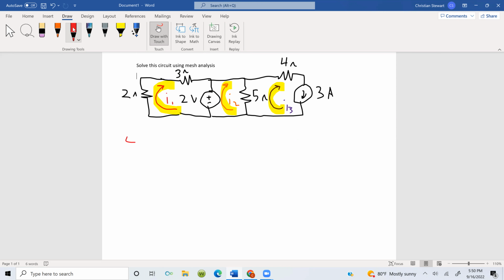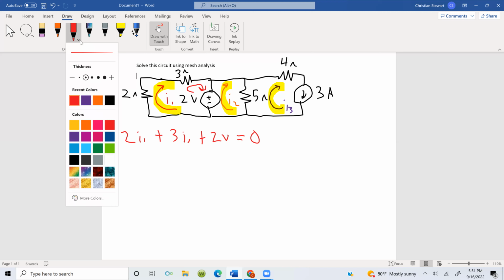So we got 2 times I1. That's just 2 ohms times the current flowing through, which is I1, plus 3 times I1, and then plus 2 volts is equal to 0. And it's plus 2 because the current is flowing clockwise and comes into the positive terminal of the voltage source.